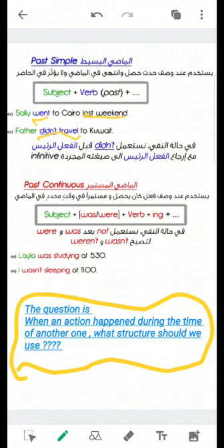The past continuous نستخدمه عند وصف فعل كان يحدث مستمرا في وقت محدد في الزمن الماضي. We use was or were plus verb ing. وفي حالة النفي نستخدم wasn't or weren't. Layla was studying at 5:30. I wasn't sleeping at 11 o'clock. Okay, so we have a question.